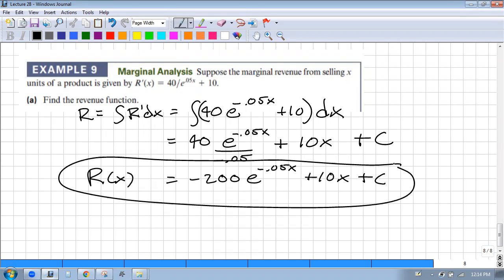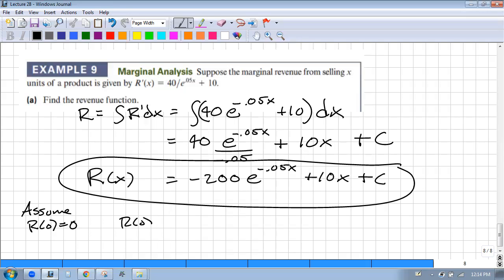We don't know what the C is, do we? I guess they don't give us any extra information, but if x is the number of units you've sold, right? So if you sell 0 units, wouldn't you expect a revenue of 0, right? So let's make an assumption. Let's assume that R of 0 equals 0, right? Because if you don't sell anything, you have no revenue. That makes sense to me, right? So we could figure out what C is.